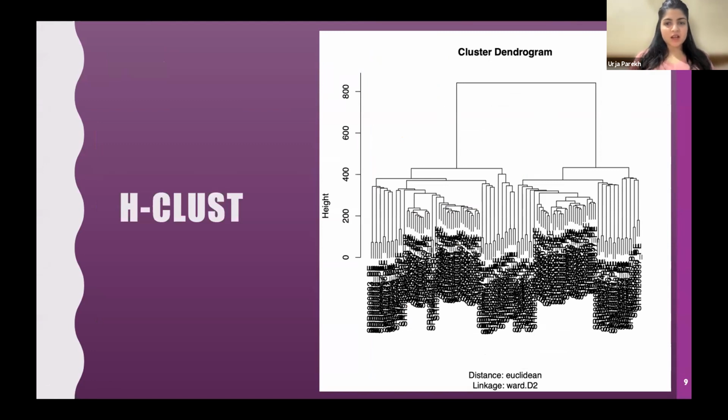I also performed hierarchical clustering. Currently, the plot looks a bit messy, but it basically shows two clusters, one where glioma stem cell samples are and one where the normal neural stem cell samples are.